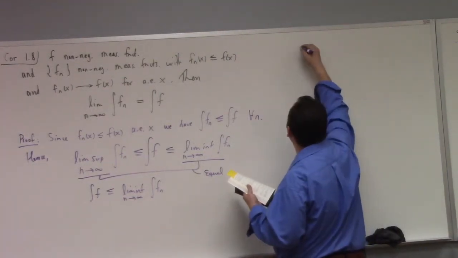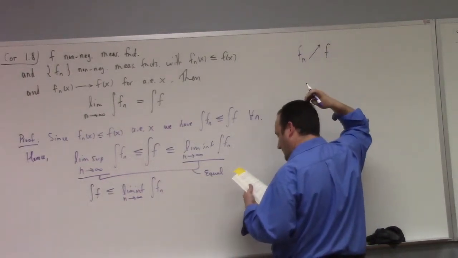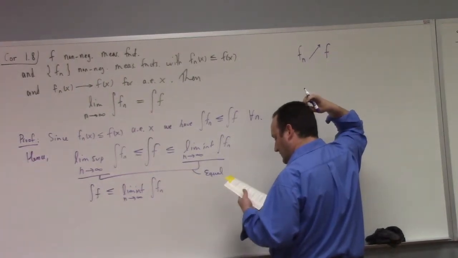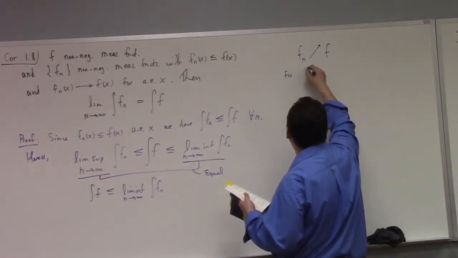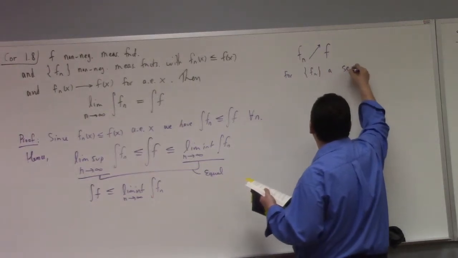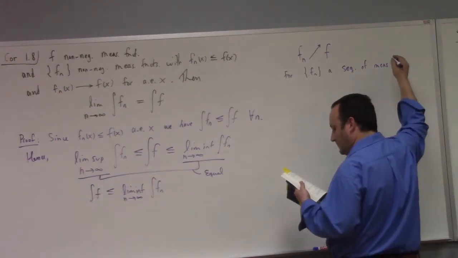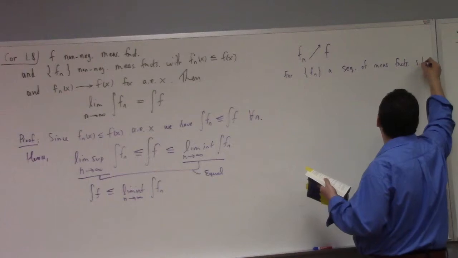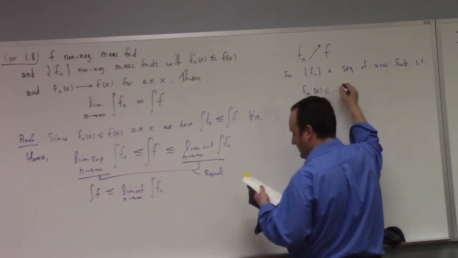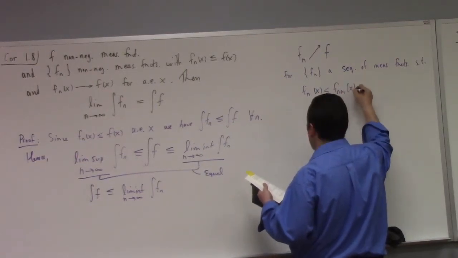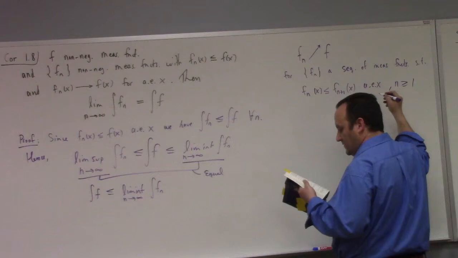So what would we mean by fn going to f? He says we write this. This means that this sequence of measurable functions is such that fn of x is less than or equal to fn plus 1 of x for almost every x, and of course, n, anything you like.